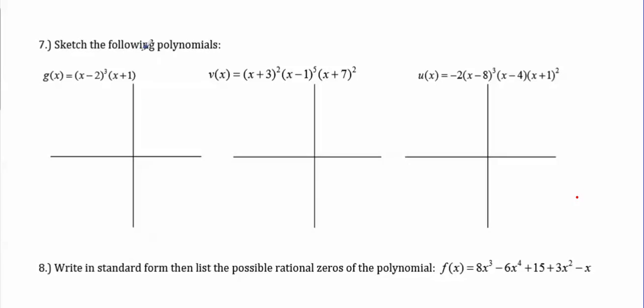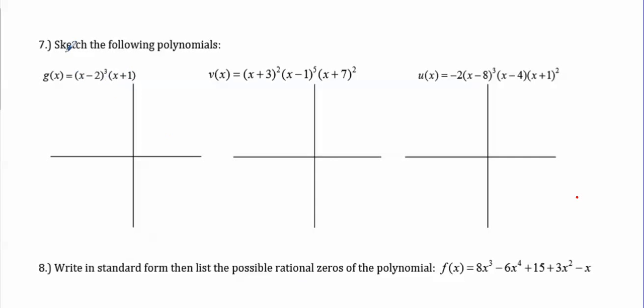All right, page number 3. So when we are sketching the polynomial, we need to know a few things. First, I want to talk about end behavior. So if you look at the degree of the polynomial, we have a third degree and we have a first degree. So 3 plus 1 is 4.